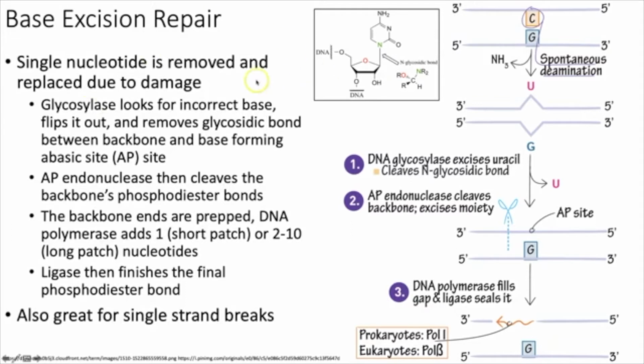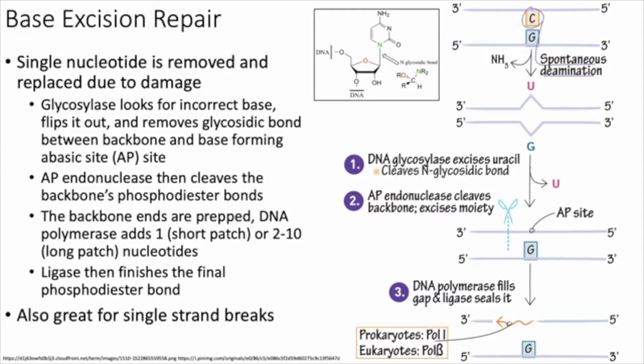Now, you can also imagine if you had a mistake like a single strand break, so instead of just having an incorrect nucleotide here, maybe this whole chunk here is broken, well, then just cut out the piece and replace it. And so base excision repair is also used to fix single-stranded breaks. Now, these mutations come from a mutagen, like a chemical or something.